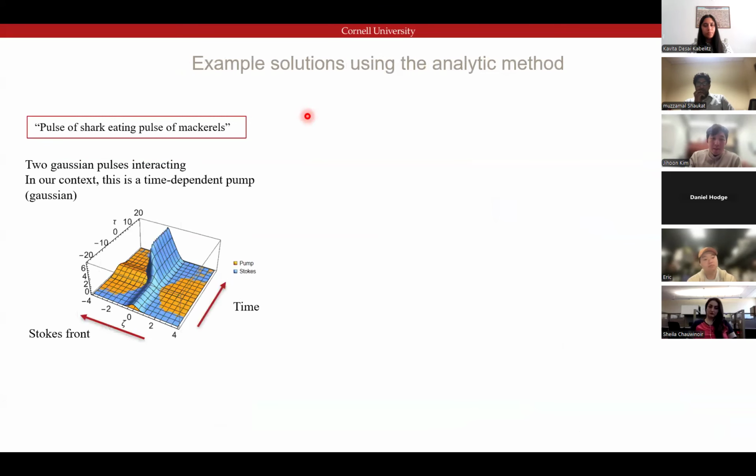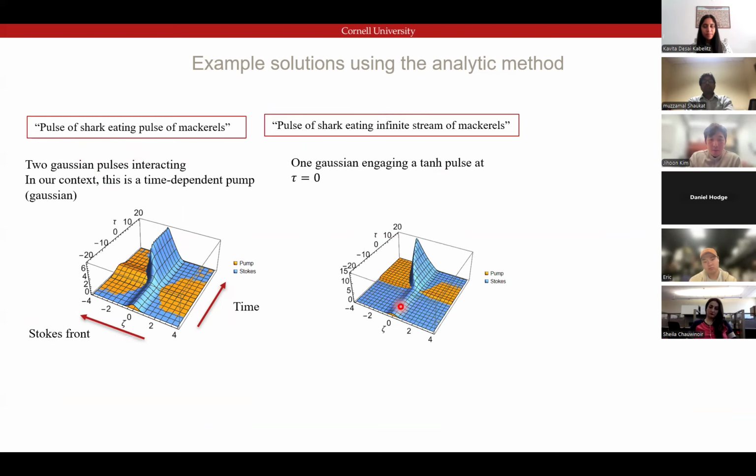So this was my first couple of weeks trying to look at this. You can think of a pulse of Stokes front. This is where the shark is sitting, and this is time. You can see a pulse of shark eating a pulse of macros and growing, or you can have a pulse of shark eating an infinite stream of macros. So this is very good and very bad in some sense, right?